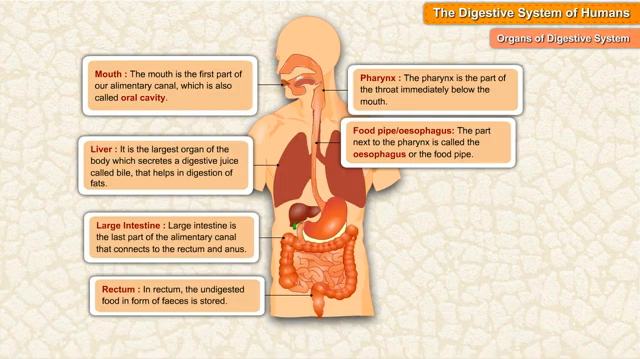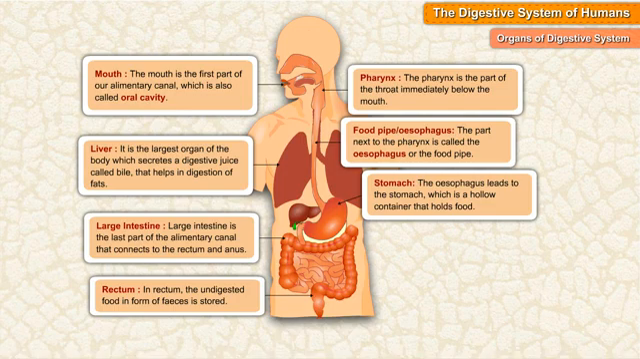Role of liver and pancreas. Liver secretes a digestive juice called bile. The bile helps in breakdown of fat. Pancreas also secretes digestive juices that helps in digestion.